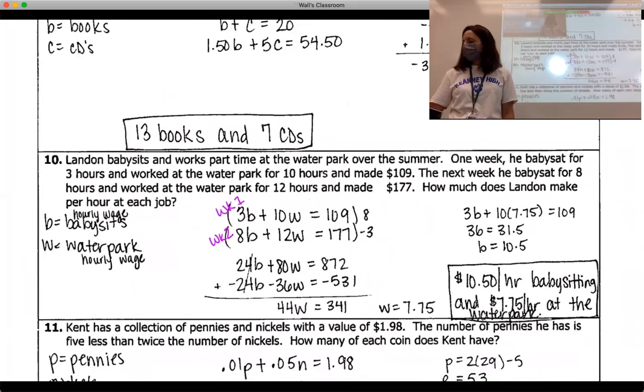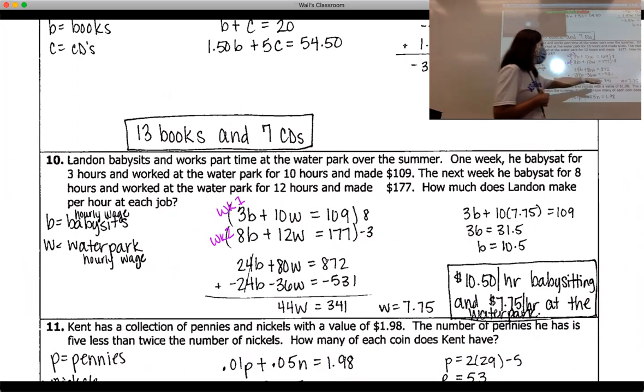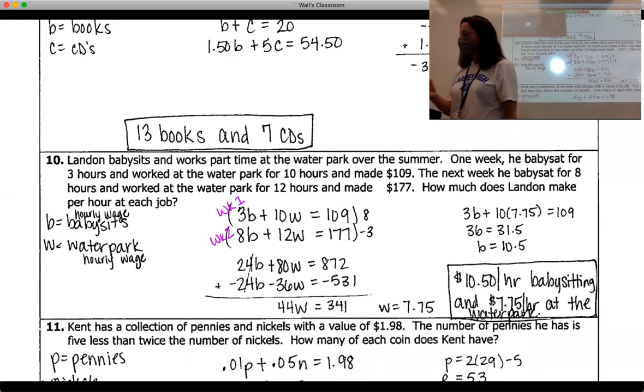When you divide, you get 7.75, and because we're looking at an hourly wage, that makes perfect sense. That's $7.75 per hour at the water park. Plug that back into one of your earlier equations, and we get $10.50 per hour babysitting.